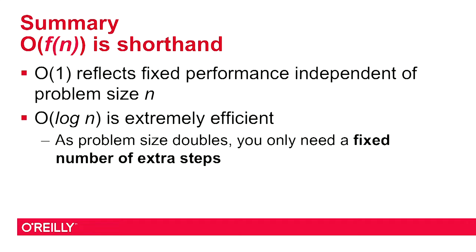Another kind of behavior that's worth mentioning here is what's called constant time operation. And this is reflected using the shorthand big O of 1, or order 1. This reflects a fixed performance regardless of the size of the problem. So for example, if I want to see whether a list is empty or not, it doesn't matter how many elements there are on the list. It's a constant time operation. So it would be declared as order 1.